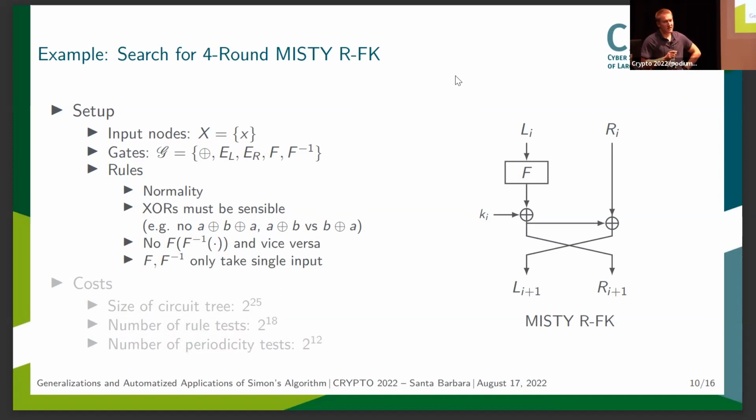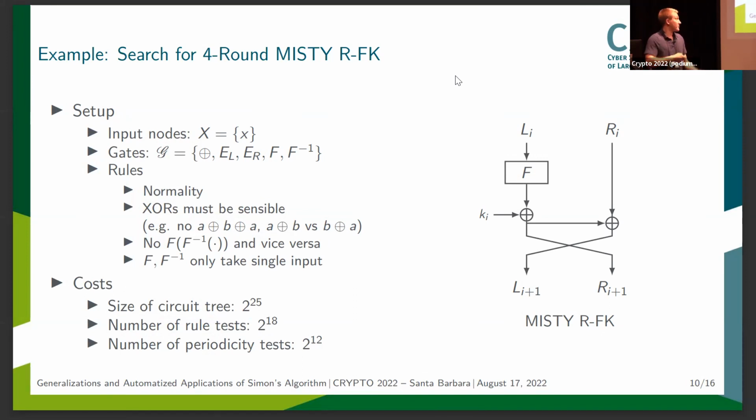And one technicality: all our gates will take 2 inputs, but of course F only takes 1 input. In our implementation, it actually has to take 2 inputs, but then we just enforce that these inputs are the same. So in the end, it's just 1 input. Okay, and so again, here the trivial approach would have been to test 2^25 circuits, but with our approach, we only need to check 2^18 rules, and then the number of circuits that survive, that have to be checked for periods, is only 2^12.